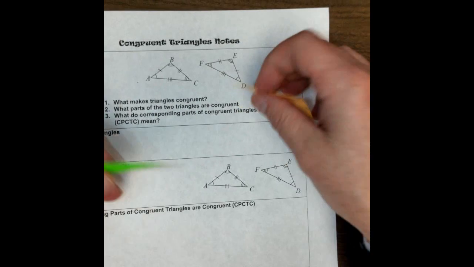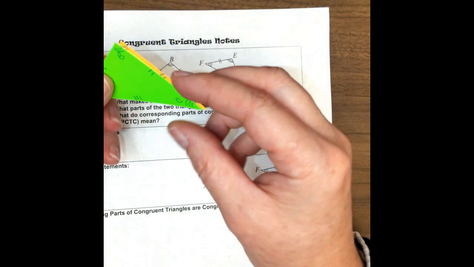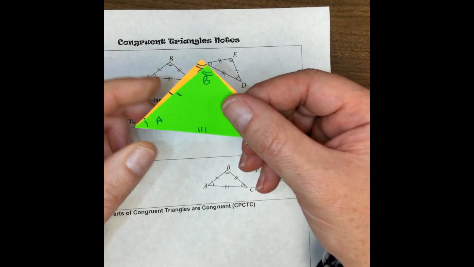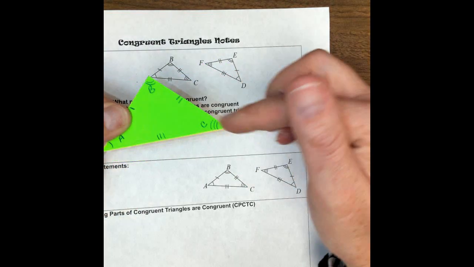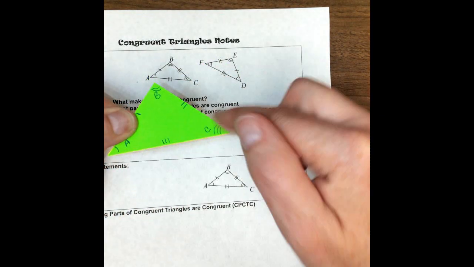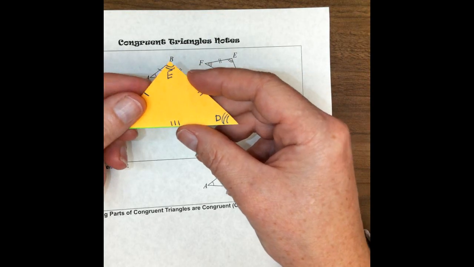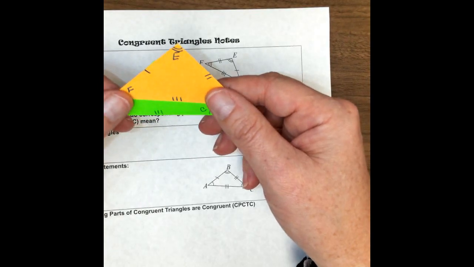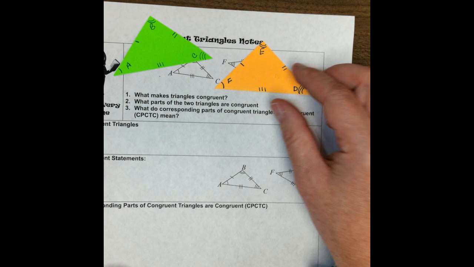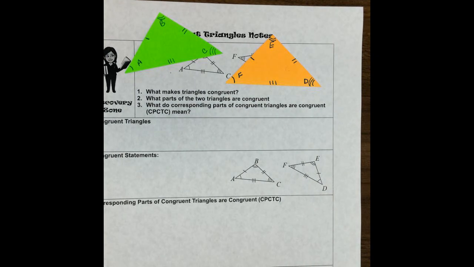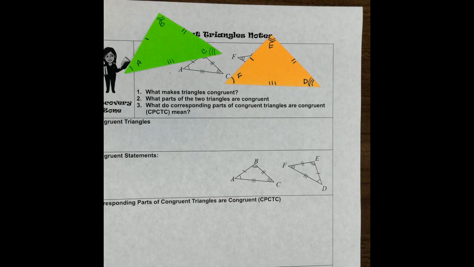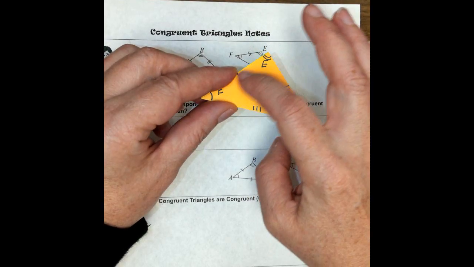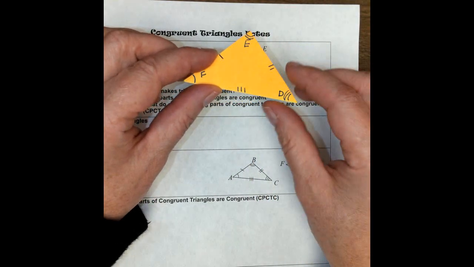Now these are congruent triangles because I can overlay them one on top of the other, and they are the same triangle. They have the same side lengths, and they have the same angle measures. Doesn't matter which one is on the top or the bottom, they are the same triangle. So I know that they're congruent triangles. So the question here is, what makes triangles congruent? Well, we just talked about that. Congruent triangles have the same side lengths and they have the same angles.